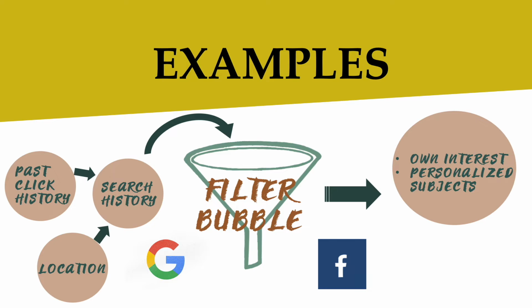Facebook and Google are two very good examples of how the filter bubble works. These sites gather the user's location, past click history, search history, etc. In this way, the sites will give them suggestions according to their own interest and will also look as if it is personalized. Examples such as ads, videos, and posts.